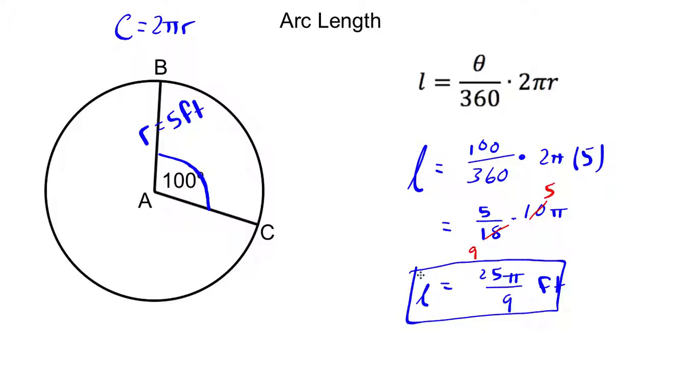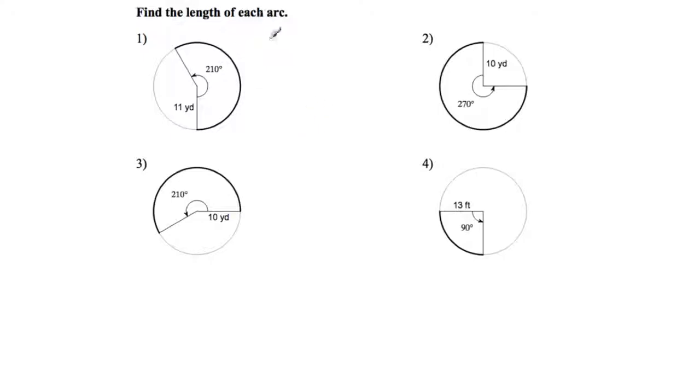And so that's it. Notice we keep this in terms of pi, and in a fraction, we do not make this a decimal. If we made this a decimal, it would become an approximation. Also, I really want to make sure you guys can work with fractions. So we have problems like this. We want to find the length of each arc.